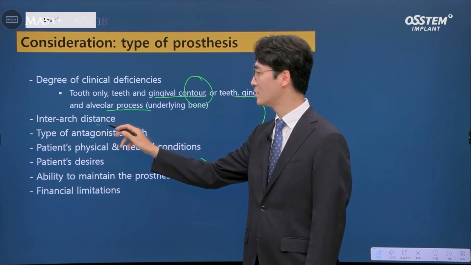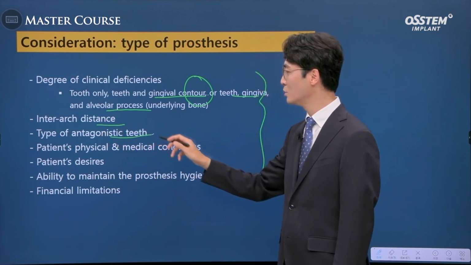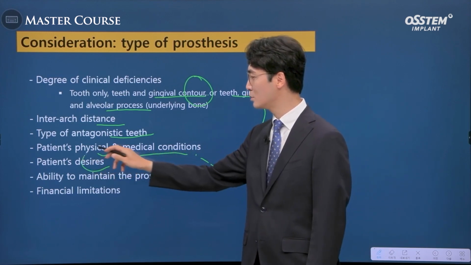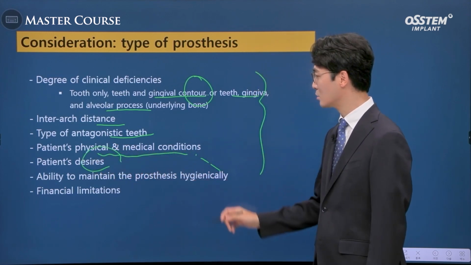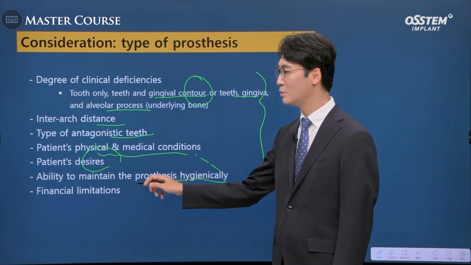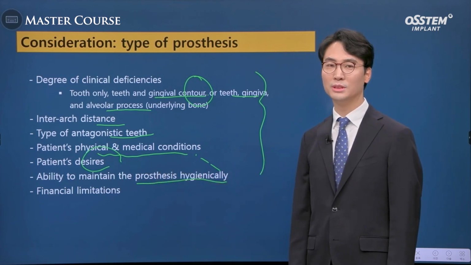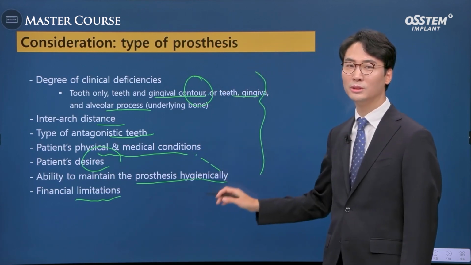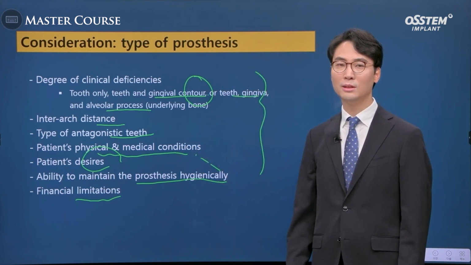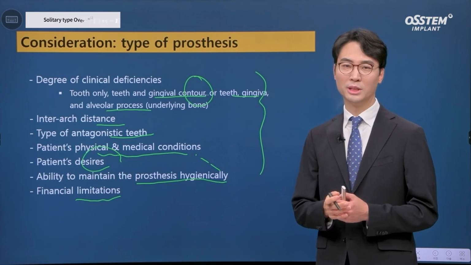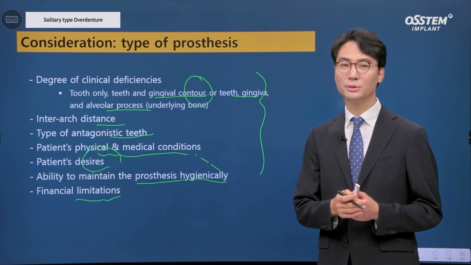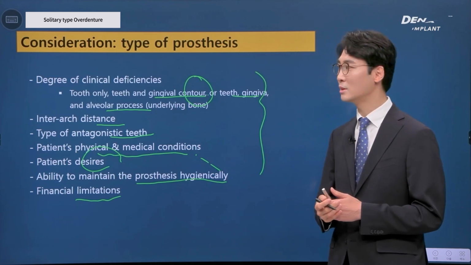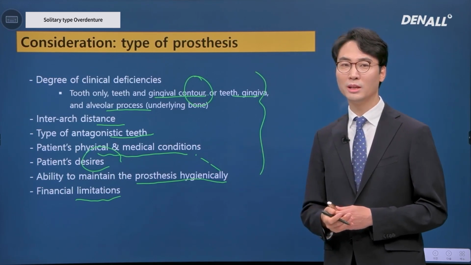We also need to look at interarch distance, type of antagonist, patient's physical and medical condition, and patient's demands, as well as ability to maintain prosthesis hygiene and financial limitations. We need to look at these overall conditions and make a decision as to whether implant overdenture is going to be used or combination or implant-supported fixed partial denture. We need to choose the appropriate treatment option.